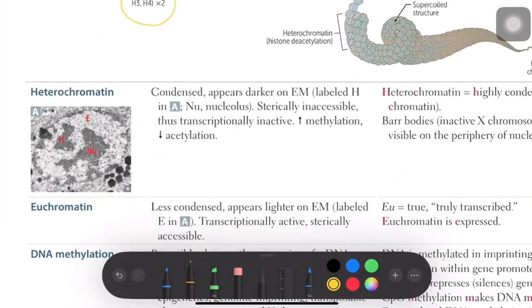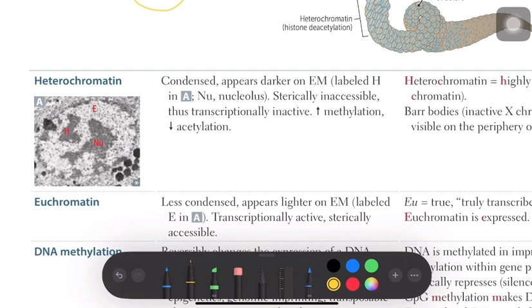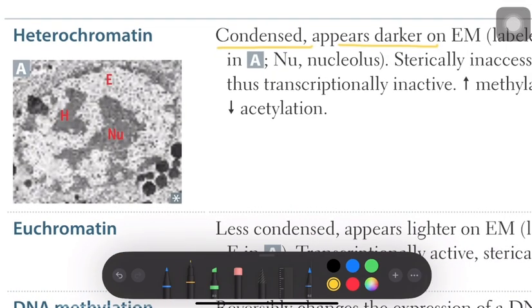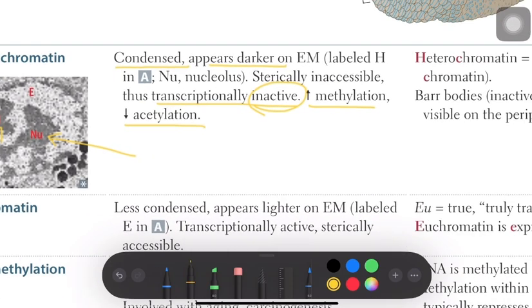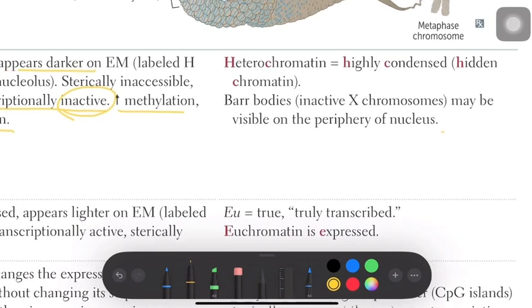Now, one other important thing to understand genetic expression is heterochromatin. So heterochromatin is condensed and it appears darker on electron microscopy. So you can see it here, and nucleosome also. It is sterically inaccessible, thus transcriptionally inactive. If you increase methylation or you decrease acetylation, you can make the genetic material more condensed, hence more inactive.